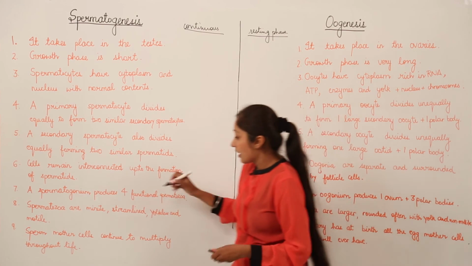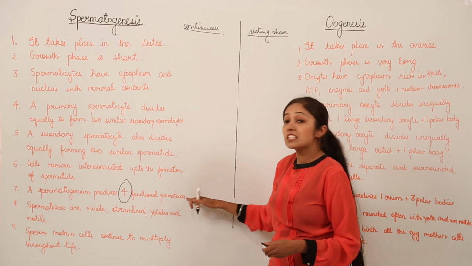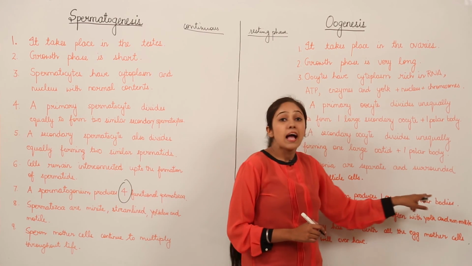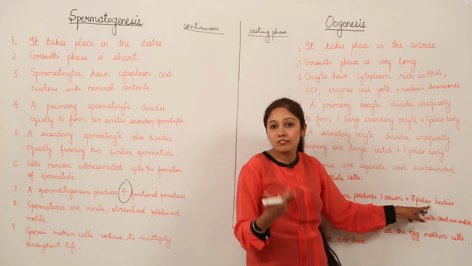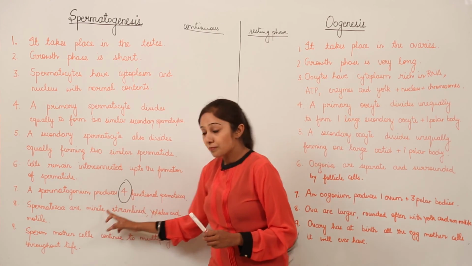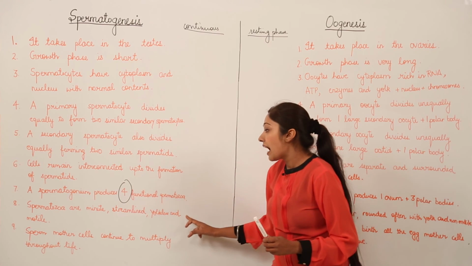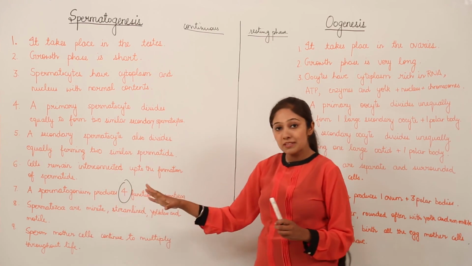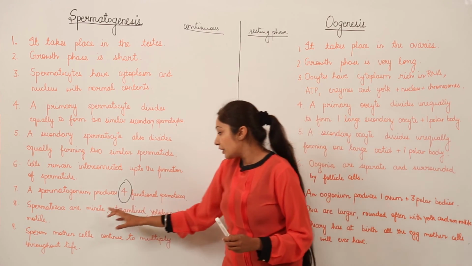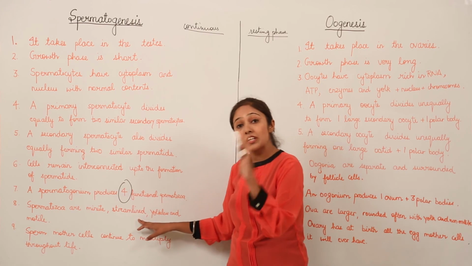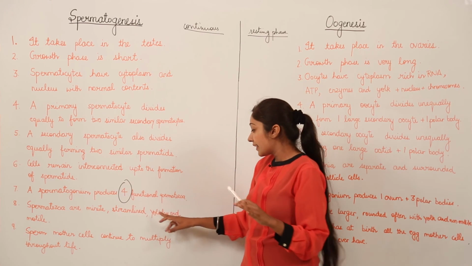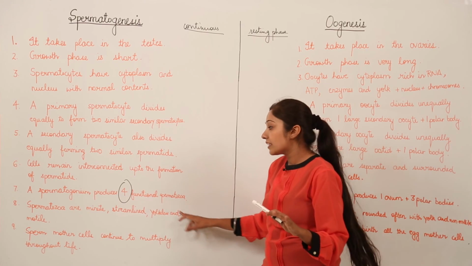Here you can see we have 4 functional spermatozoa. But here an oogonium produces 1 ovum and 3 polar bodies which are actually not functional. Then we move on to the 8th point. Spermatozoa are minute, streamlined, yolkless and motile. Motile means they can move because they have to swim and penetrate the ovum. They are minute, smaller in size, and streamlined because they have to swim and reach the egg. They are yolkless, they don't have any yolk, and they are motile.